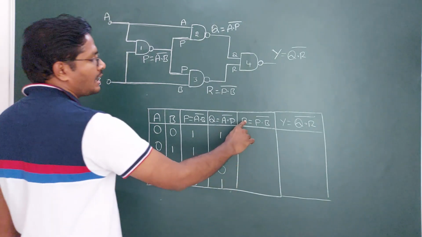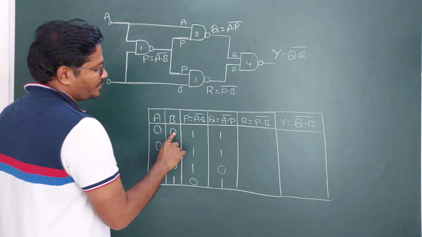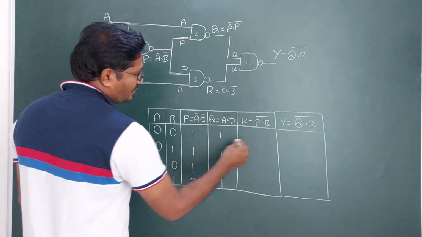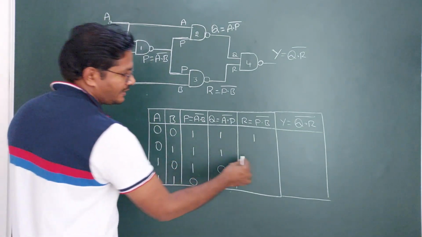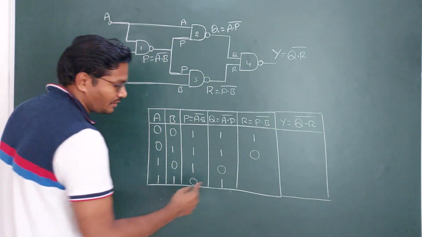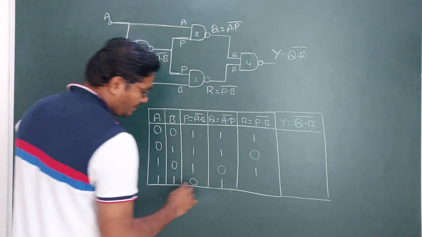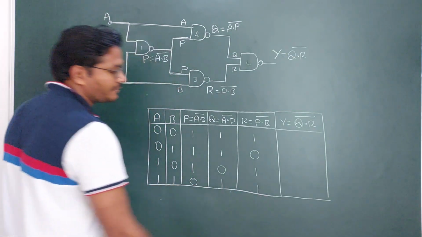Next you need to write R. R is P into B whole bar. P into B: 1 into 0 is 0, and inverse is 1. 1 into 1 is 1, and inverse is 0. 0 into 1 is 0, and inverse is 1. 0 into 0 is 0, and inverse is 1.